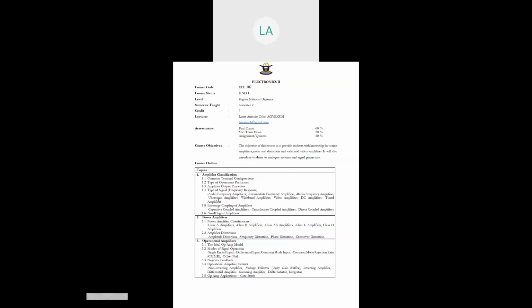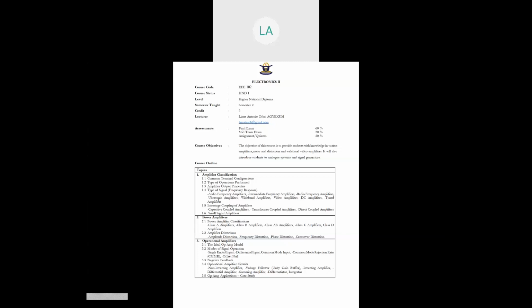As the name you find there, I'm called Linus Antonio Forejekum. And we're going to be looking at a couple of things in Electronics 2. I believe you studied Electronics 1, which was more of electronic devices, introduction to how they operate, and then some principles like Kirchhoff's law, Ohm's law, and all that. You also studied transistors and the types of transistors.